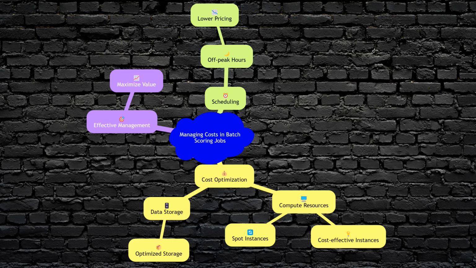Managing costs is an important consideration when running batch scoring jobs. Cloud services typically charge based on compute resources and storage used, so it's essential to optimize these aspects to minimize costs. This can involve selecting cost-effective compute instances, using spot instances for non-critical jobs, and optimizing data storage. Additionally, scheduling batch jobs during off-peak hours can take advantage of lower pricing. Effective cost management ensures that you get the most value from your batch scoring operations.